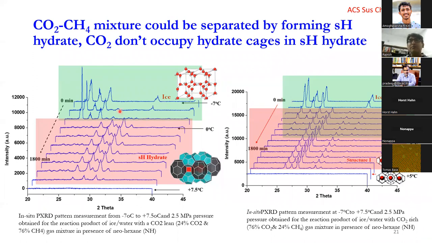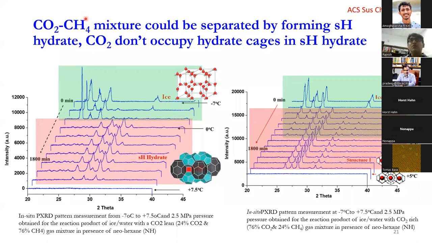This experiment was done with high pressure powder XRD with a beryllium window for in situ analysis, to know exactly what kind of structure forms and where CO2 is occupying. We found that when CO2 is present at a concentration of 10% or beyond, you do not form a structure H hydrate. Either you will form a structure 1 hydrate or a structure 2 hydrate. So if you can somehow form a structure H hydrate from this mixture, and we have formed it, CO2 will not participate in hydrate formation.